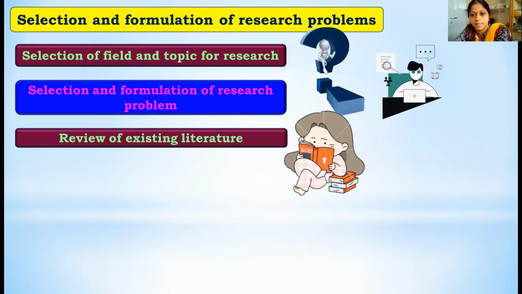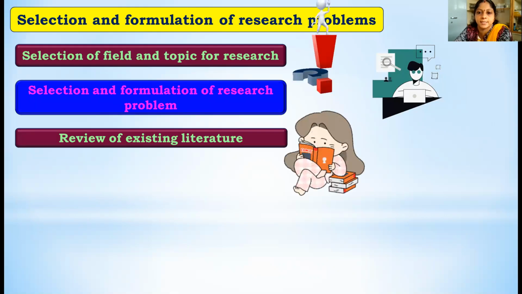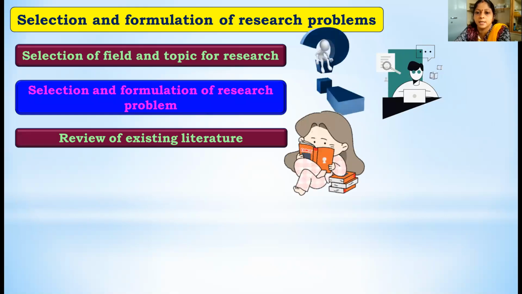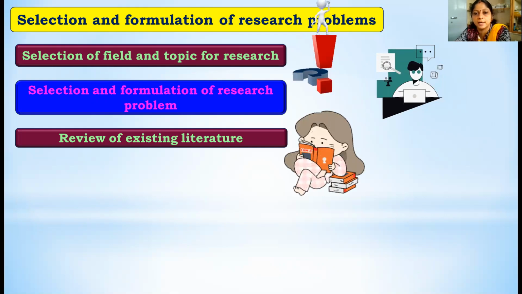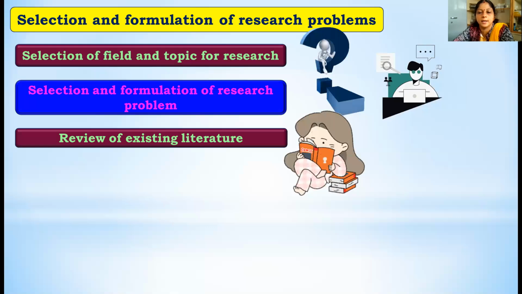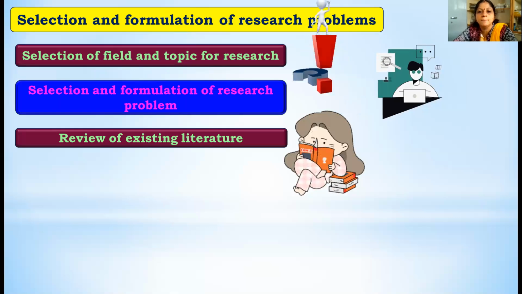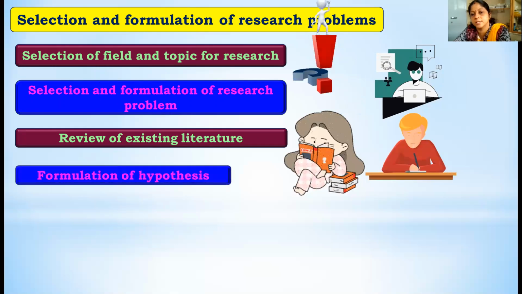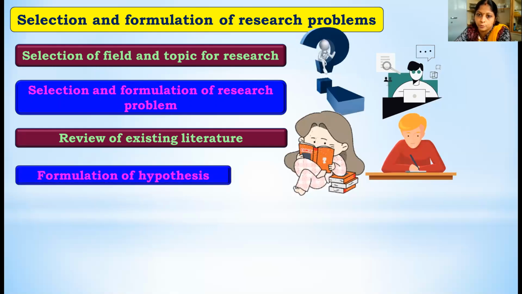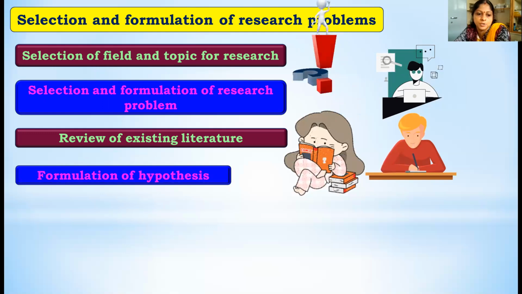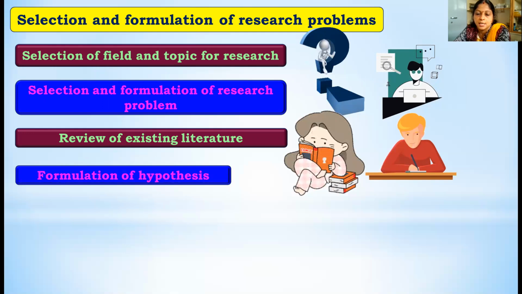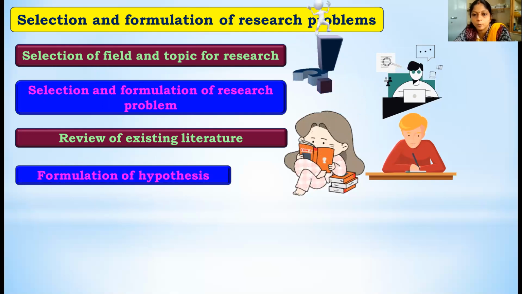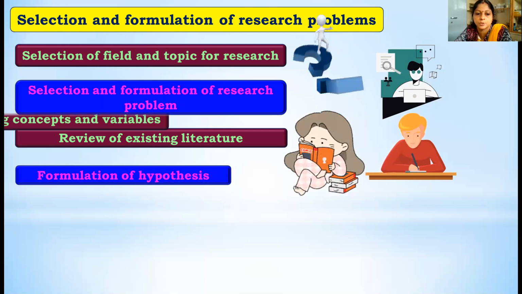Once I come out with that, I have to review the existing literature. To strengthen my study or to give a particular path to my research, I must review some of the literature, which will give me the broad idea or the road along which I have to move my investigation. So it is very essential that we review the existing literature. Next, based on my literature review and problem formulation, I have to formulate the hypothesis. The hypothesis is mainly the road or objective through which my study has to move.